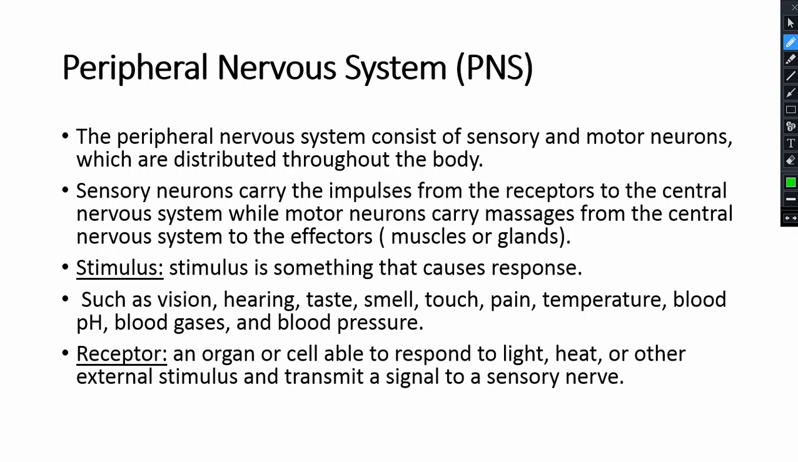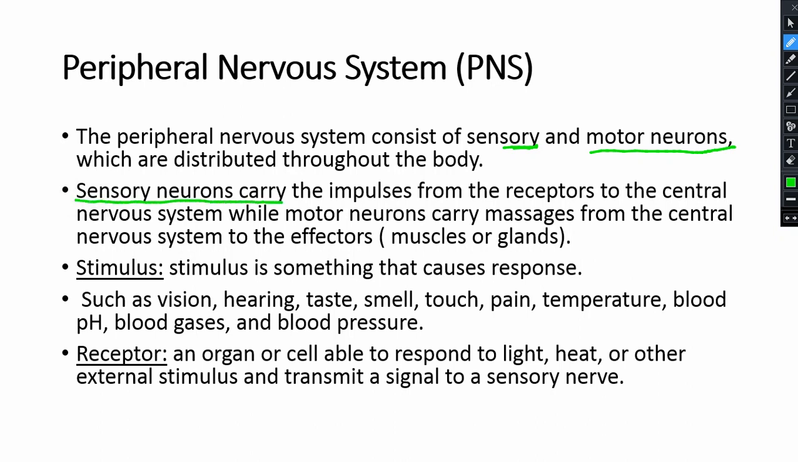Okay, but these nerves are made from neurons, and there are some special types of neurons which we will learn. Okay, so look to the first paragraph. It says that the peripheral nervous system consists of sensory and motor neurons which are distributed throughout the body. Sensory neurons carry the impulse from the receptor to the central nervous system, while motor neurons carry messages from the central nervous system to the effector, which is a muscle or gland. So the peripheral nervous system has some special neurons. The first is called the sensory neuron, the second is called the motor neuron, and these are distributed to all parts of the body.